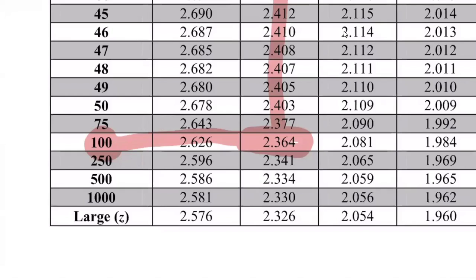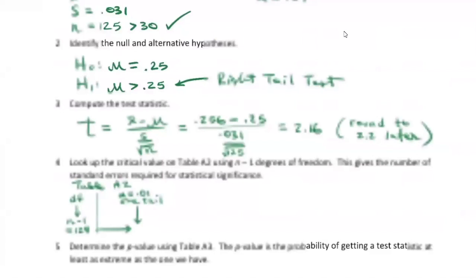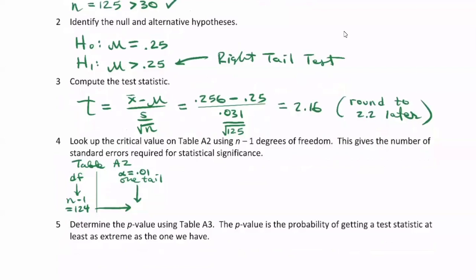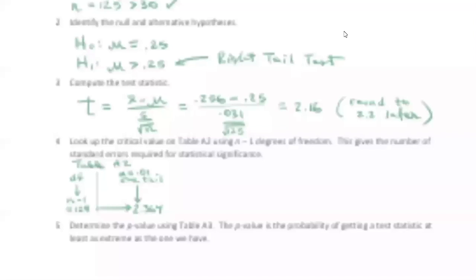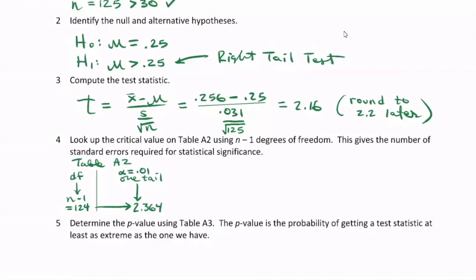Any questions there? Again, this is table A2. 2.364, is that what it said? That's how fast I would forget things. 2.364. Okay. And so maybe you can draw a picture. Remember, this is a right tail test, so there's no two tails. 2.364 is what we got.